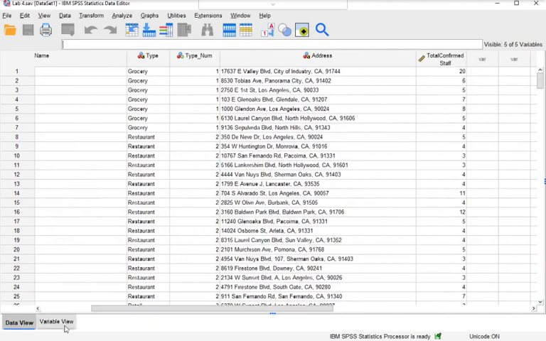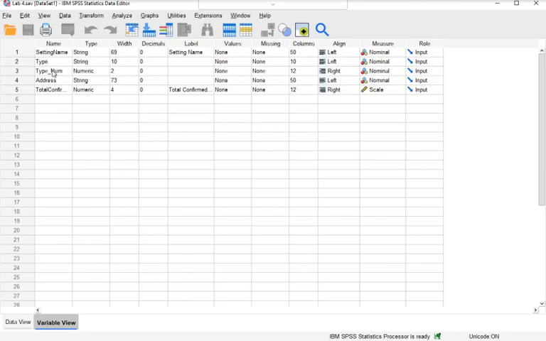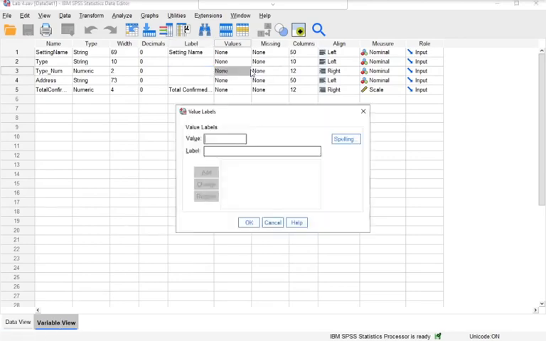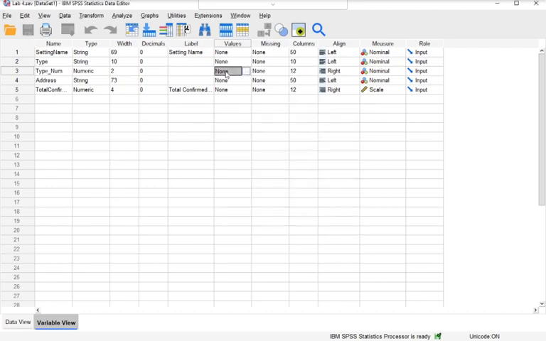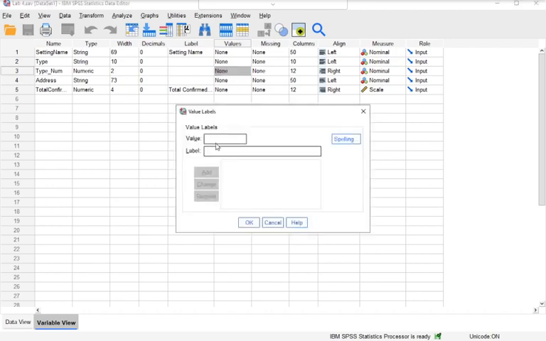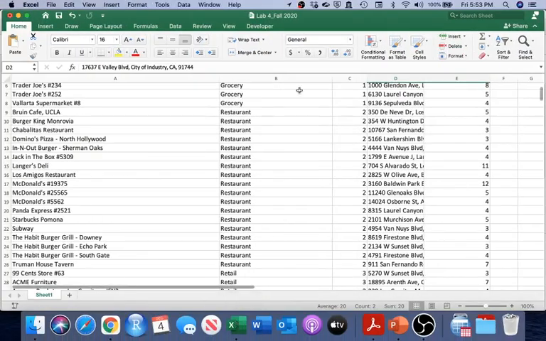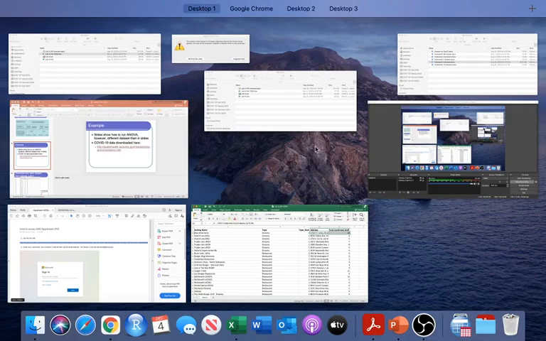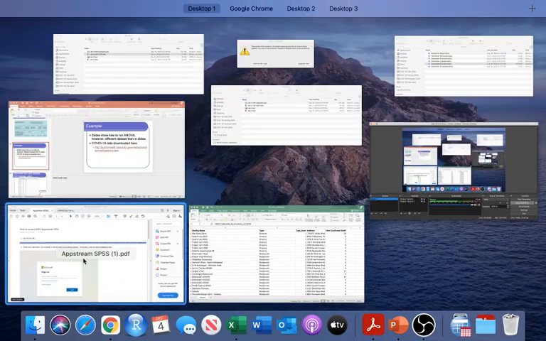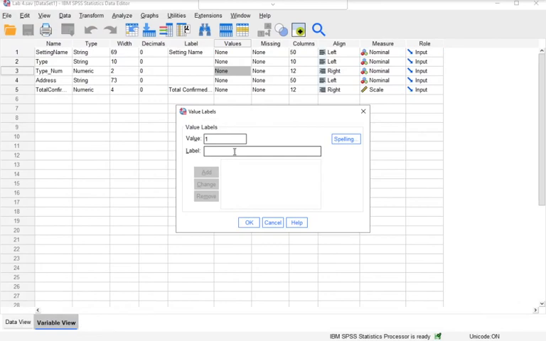Okay, so if you go to Variable View, you can relabel this type to be the correct type. So what I did was click on Variable View down here, that tab, and then I'm going to click on the three dots under Values. I'm going to put in one. I believe one was, where's my Excel sheet? So put in one is grocery. Oops. Sorry about that. I lost my window. I think. Okay. One is grocery.